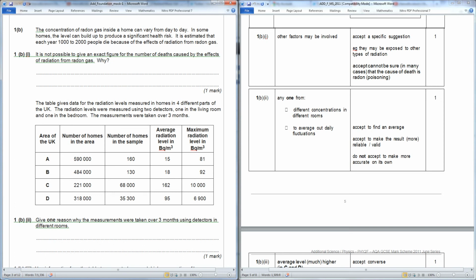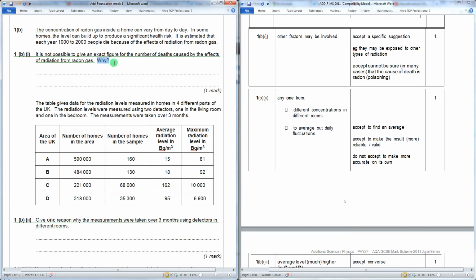Question 1b is about the risks from radon gas. So the 50% of background that comes from radon gas presents a significant risk in some places in the country. The first part says that each year 1,000 to 2,000 people die because of the effects of radiation from radon gas. And it asks you why it's not possible to nail that figure down more. So why is it 1,000 to 2,000? Why isn't it exactly 1,600 people?